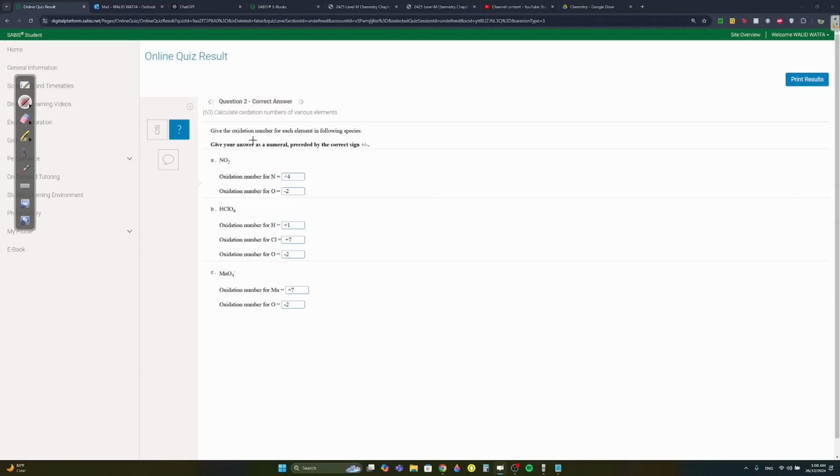Okay, here give the oxidation number for each element in the following species. Okay, NO2. How do you calculate it? N, we're trying to find it. X. We have 2 oxygens, so it's going to be 2 times, how much is each oxygen? -2. Equals the total charge of it, it's 0. X -4 is equal to 0. So how much is nitrogen going to be equal to? +4. You know, O is always -2, so we can just skip that. HClO4.